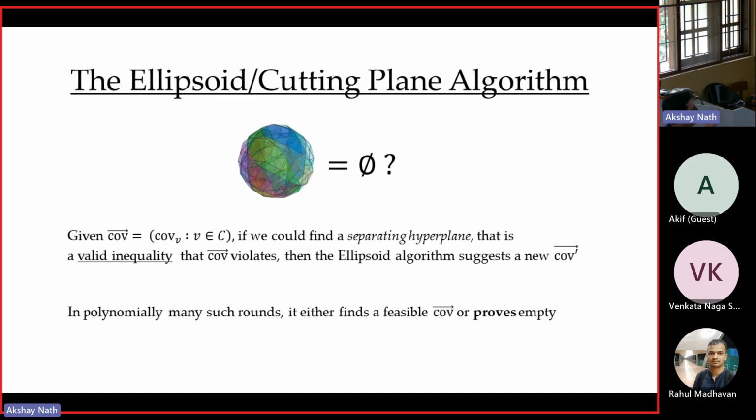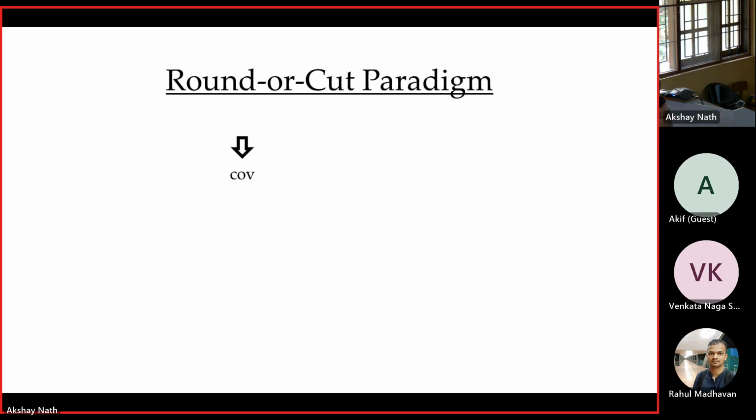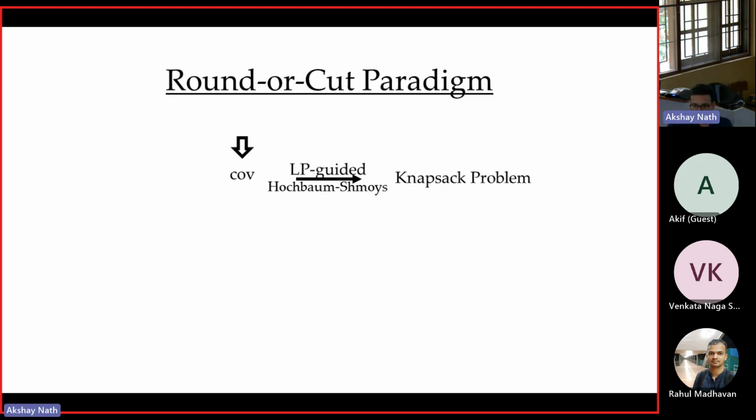The round-or-cut paradigm is the following. I'm going to start with some curves, maybe the curves that I began with in the small LP. I'm going to run my rounding algorithm for k-center, robust k-center, on this LP guide. As I tried to say, I'll end up with a knapsack problem.